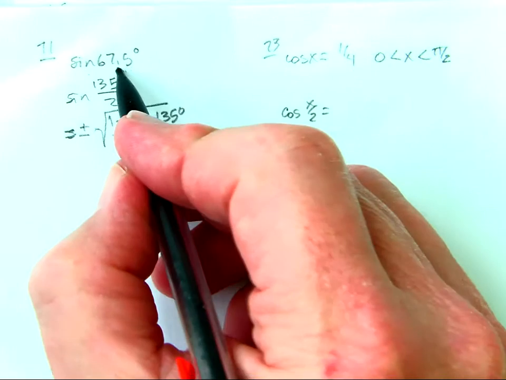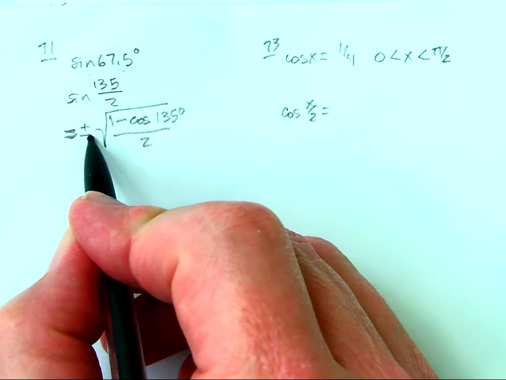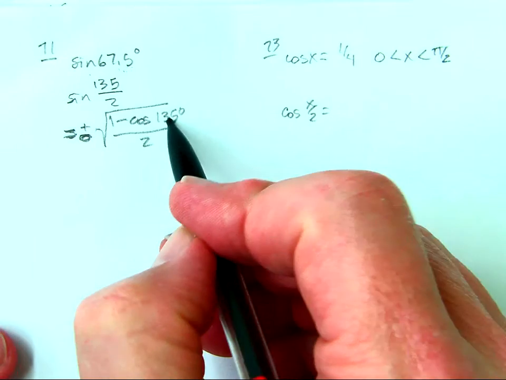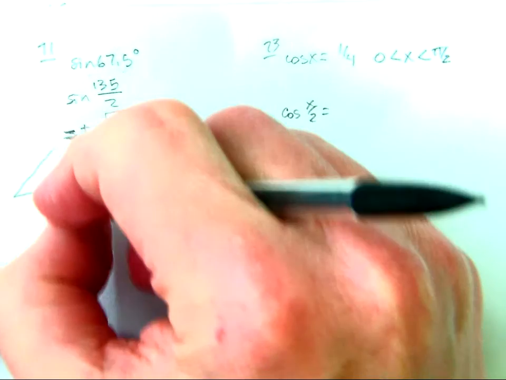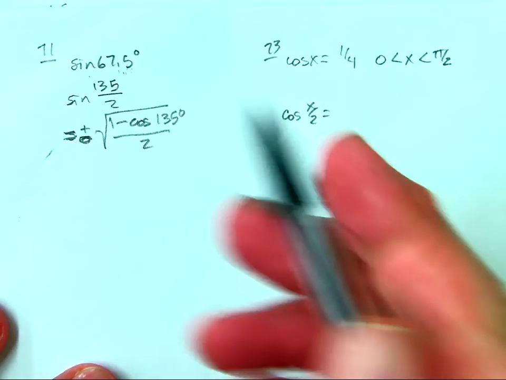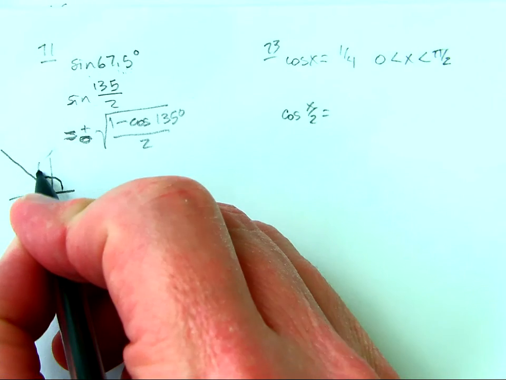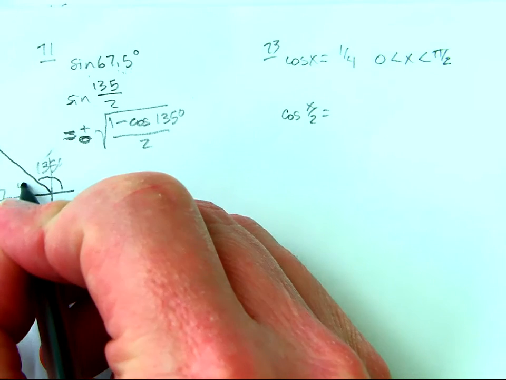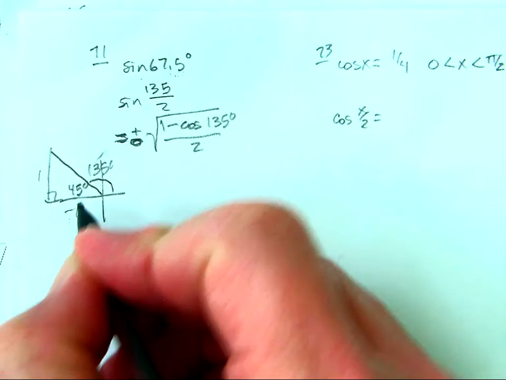Now, since our original angle is 67.5, that's in the first quadrant, so we know our sine should be positive, so I don't have to worry about the negative here. Well, now 135, if we draw a triangle for that, that's going to be in the second quadrant. 135 to 180 is 45, so our reference angle is 45. So it worked out because that's an angle we know. So we can fill in the sides, 1, negative 1, radical 2.